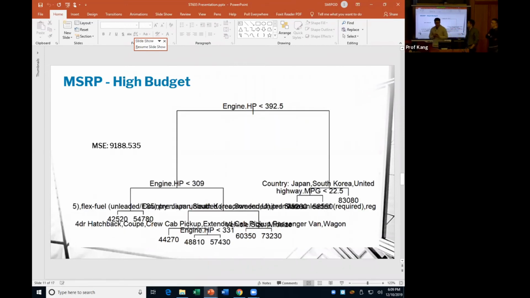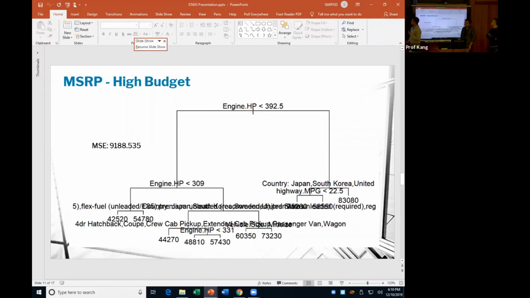And this is the high budget bucket, which is over $35,000. We can see that horsepower is also the first criterion for the MSRP. If it's over 400, then they look at the origin of the car, whether it's from Japan, South Korea, or the United States. If it's lower than 400, then we look at the fuel type. Here the test root mean square error is around 10,000.